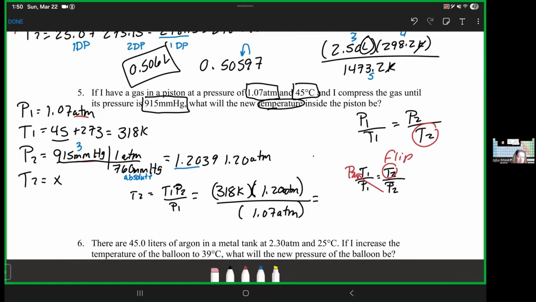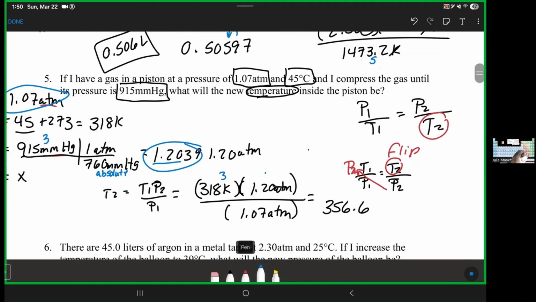Okay, so looking at our pressures, our pressure actually went up, right? Our pressure increased from 1.07 to 1.20, which means our temperature should also go up, right? Because they're on opposite sides of the equal sign. If pressure goes up, temperature goes up. And if I do that math, I get 356.6. And we are at three sig figs here, 3 here, and 3 here. So I'm going to go with 3 in my answer. The 6 will round that up, so I get 357 K. So our pressure went up, our temperature also went up.